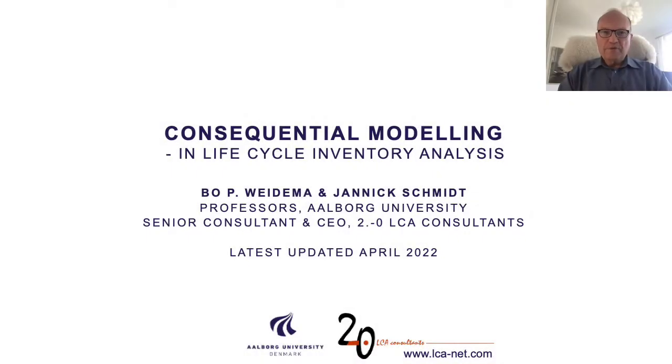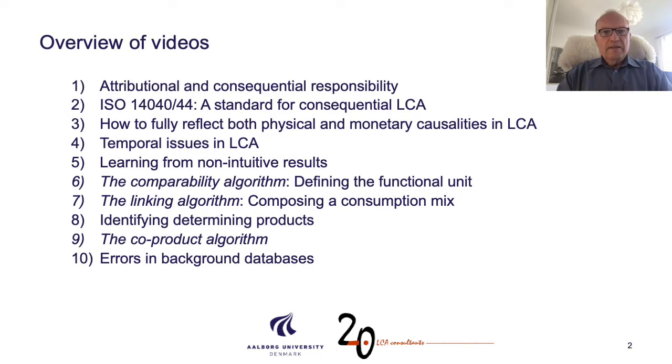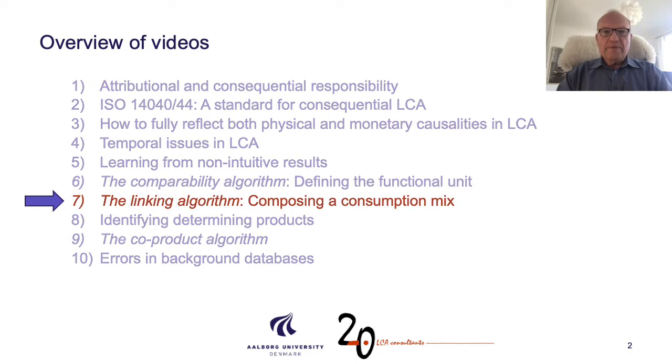Hello, I'm Bo Weidema. This is the 7th video in a series of 10 on consequential modeling in lifecycle inventory analysis. This 7th video is about the linking algorithm, how to compose a consumption mix. That is, how do we link the different unit processes in a lifecycle together so that they represent a product system.